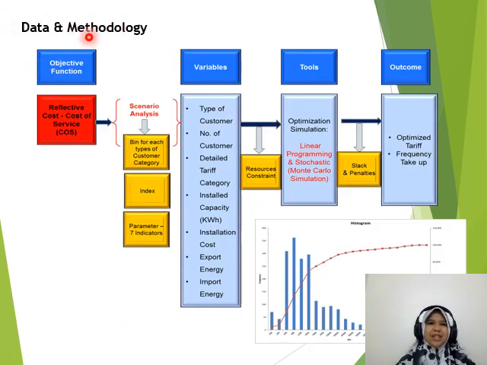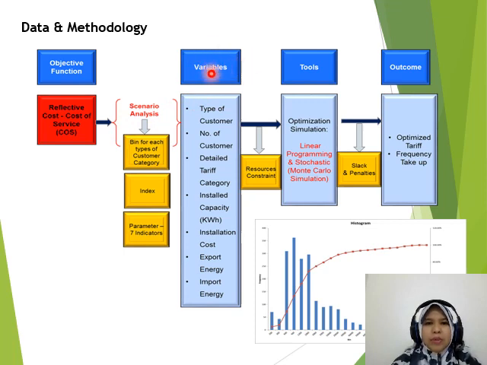Moving on to data and methodology. First of all, we have the objective function of linear programming. The objective is to have a cost-reflective tariff of the cost of service. We divide it into three scenarios that we have converted into bins for each type of customer category, and then the analysis, and the parameters of 7 indicators. These are the scenario analyses for each linear programming.